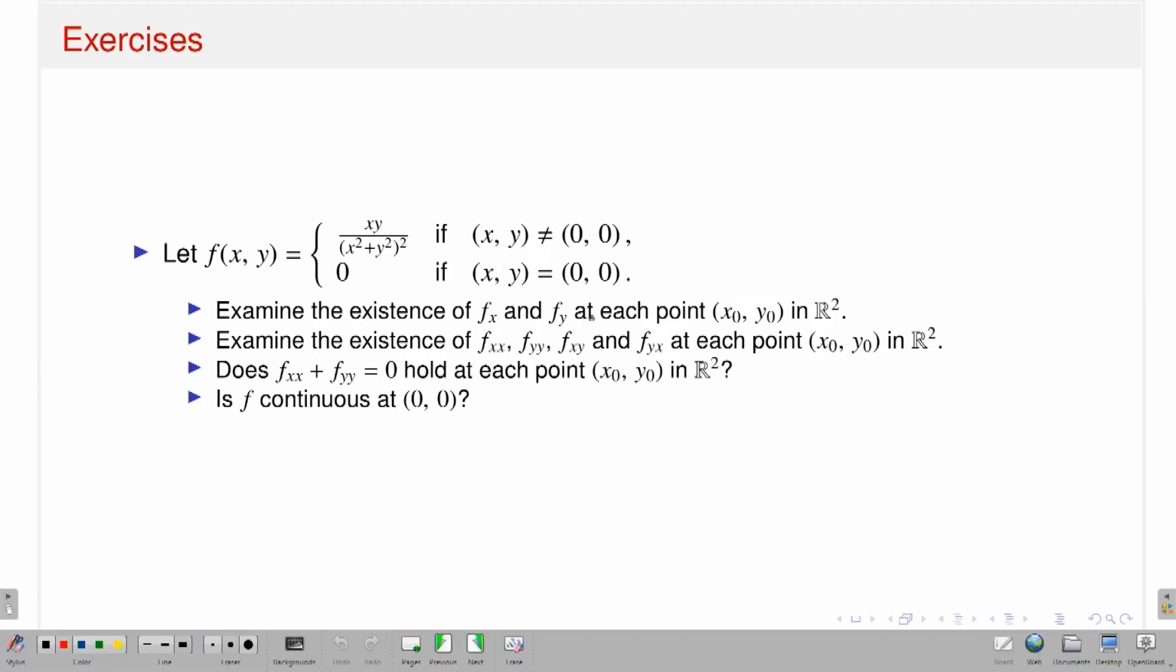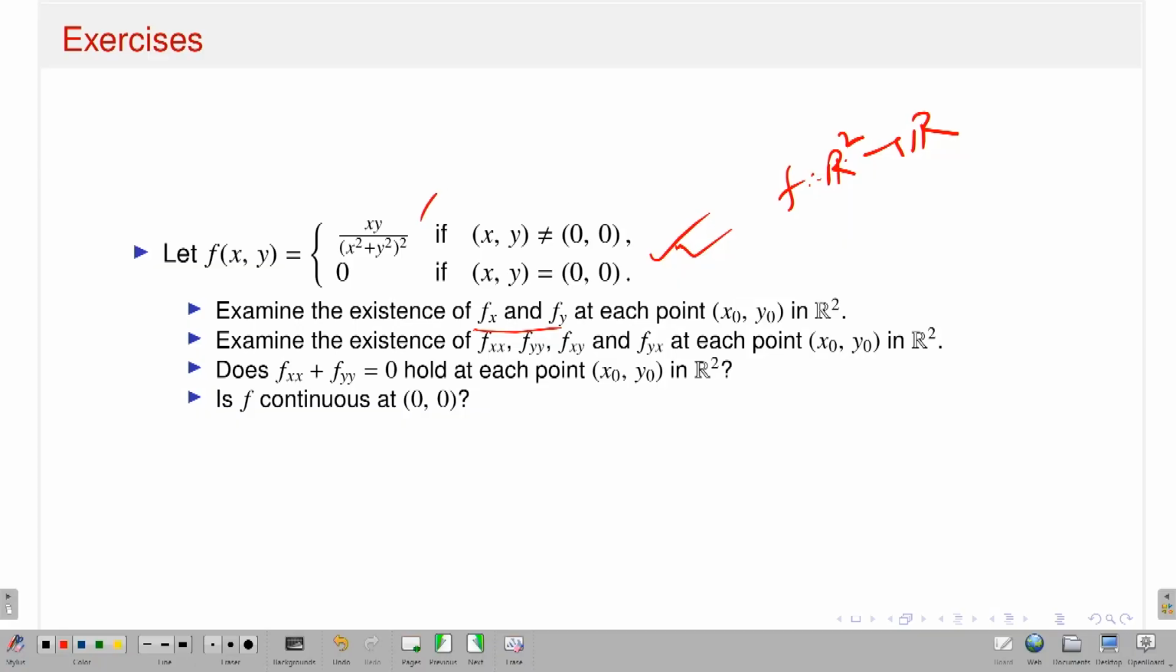So one exercise I have given to you. Again, this is a kind of function: f(x,y) equals xy divided by (x^2 plus y^2) to the power whole square if (x,y) is non-zero. Again, it's a map from where to where? It's a map from R^2 to R, right? So I want you to examine the existence of fx, fy. I keep on telling you that to talk about the partial derivatives of f with respect to the x variable and with respect to the y variable, at the break point, at the point (0,0), you just use the principal definitions of the partial derivatives.